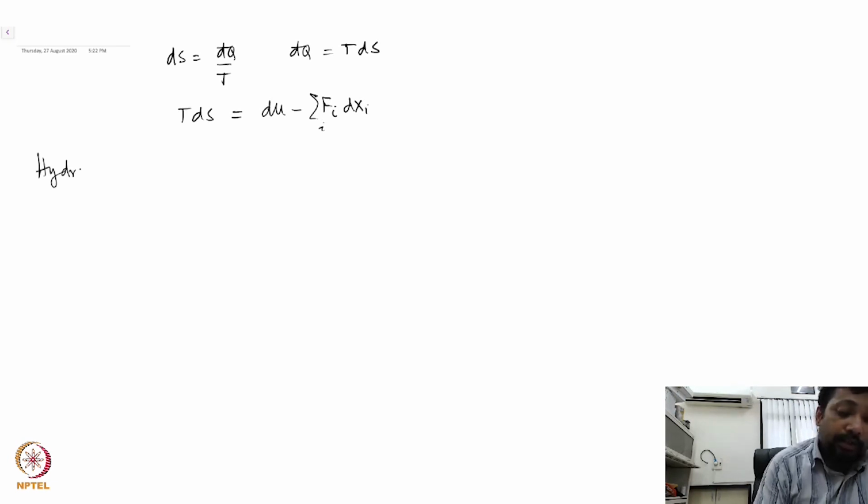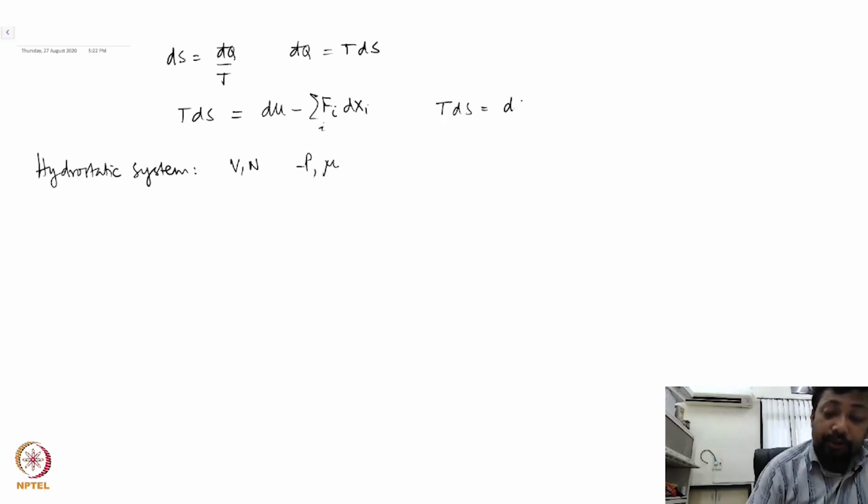Once we have defined the entropy, dS as d-cut Q over T, we can write down this as TdS, and therefore our first law takes the form dU equals TdS minus the sum over i of F_i dx_i. Remember, for a hydrostatic system, let's just take a very simple example. For a hydrostatic system, my generalized coordinates were V and N, and my generalized forces were minus P and mu. And therefore, your first law takes the form dU equals TdS minus P dV plus mu dN. Once you have this, of course, now the whole of thermodynamics is mostly done.